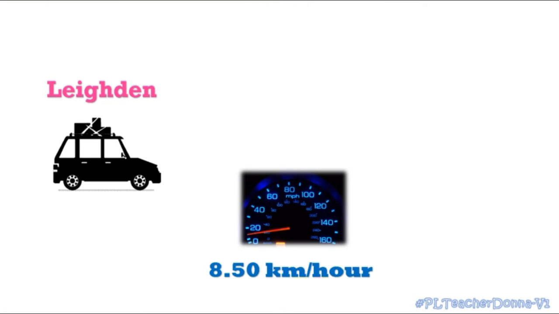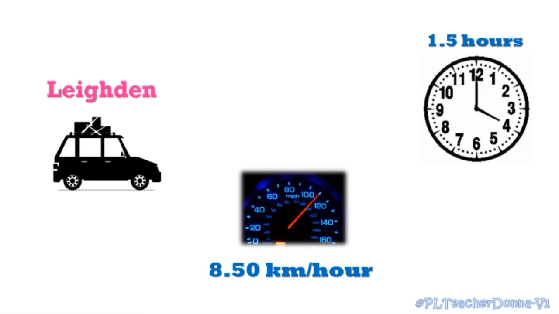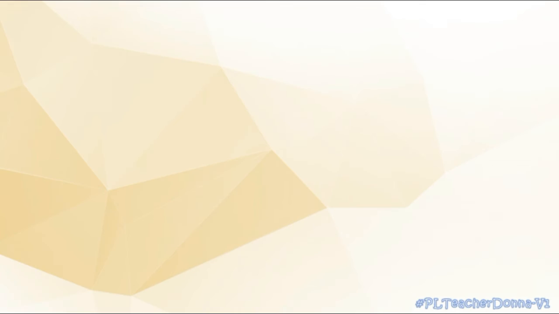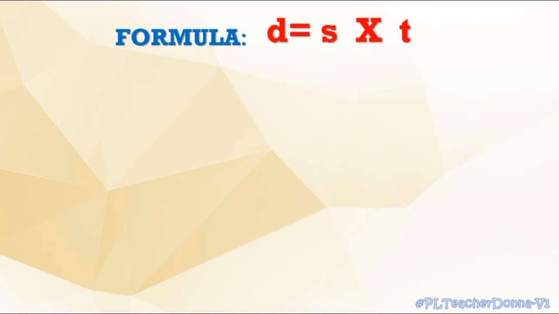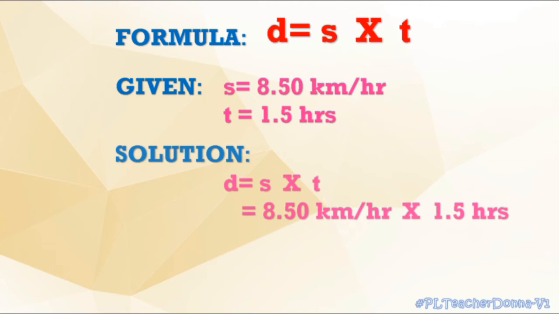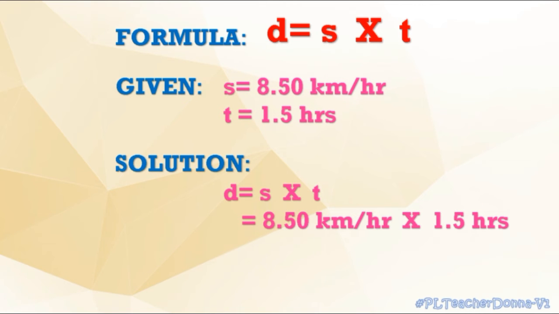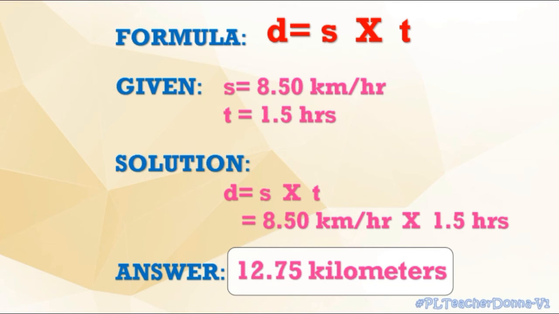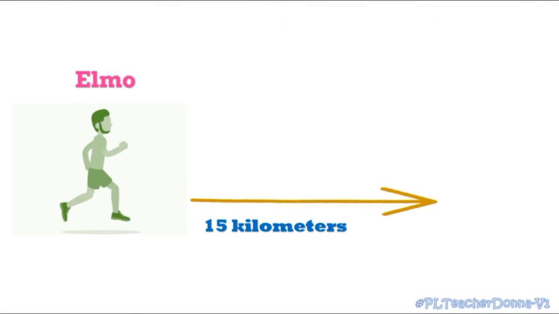Another example. Leiden traveled 8.50 kilometers per hour in 1.5 hours. How far is the distance Leiden traveled? In this problem, we will use the distance formula, d is equal to speed multiplied by time. Given, then we substitute 8.50 kilometers per hour by 1.5 hours. So that's 12.75 kilometers.